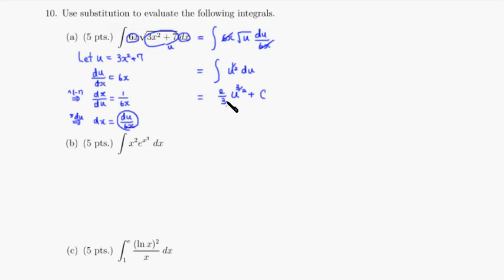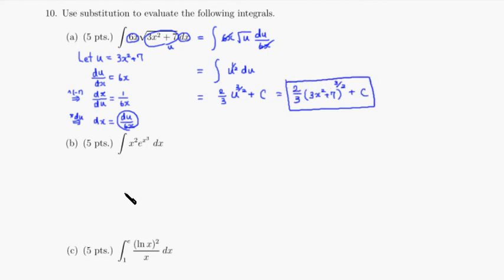Then after that, you just have to put the original expression back in for u. So this is going to be 2/3, which is just a constant, times the quantity 3x squared plus 7, raised to the 3/2 power, plus some constant c. So that's the answer for part A.